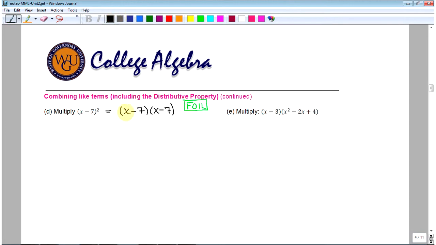So we need to do first times first, x times x, which is x squared. Outer times outer, x times negative 7 is negative 7x. Inner times inner, negative 7 times x, again, is negative 7x. Last times last, negative 7 times negative 7 is 49. So now we combine our like terms, and we have x squared minus 14x plus 49. And that would be our answer for part D.